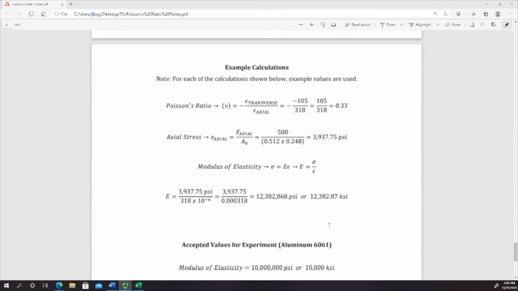So in terms of some example calculations, this is just a little bit before we get to the end of the experiment where I'll show you what you can do with your data, but this is some initial calculation to show what we're actually looking at. We're looking at 3 main calculations for the experiment. One is Poisson's ratio, which again is the negative of our transverse strain over our axial strain. So in this example, if our transverse strain is negative 105 and our axial strain is 318, then our Poisson's ratio value is 0.33.